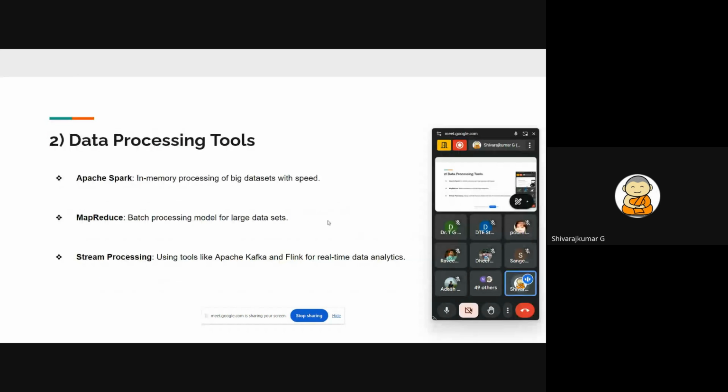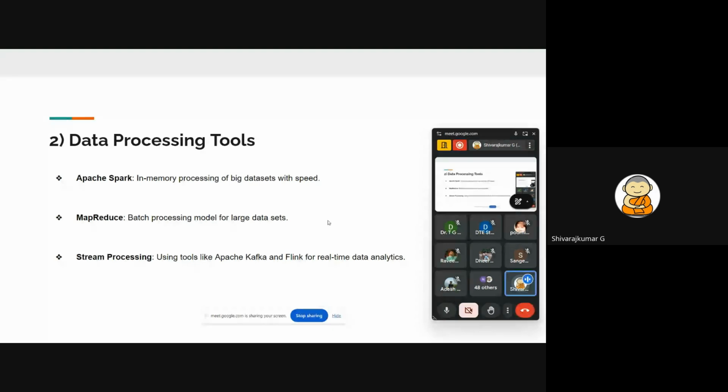The first part is collecting the data, and then storing the data. The next part is data processing, which is very important. We are collecting the data, but it should be in a meaningful, orderly form. It has to be processed before we can do anything with it. There are tools like Apache Spark, which processes big data sets with speed. And we have tools like MapReduce and stream processing, such as Apache Kafka and Flink. These are the tools for data processing.